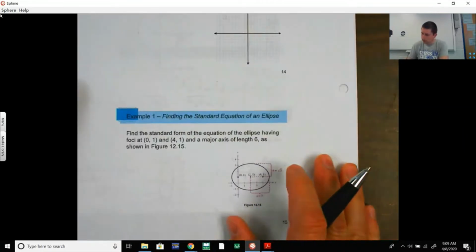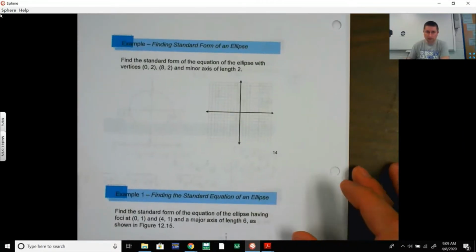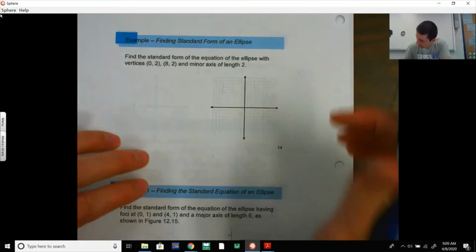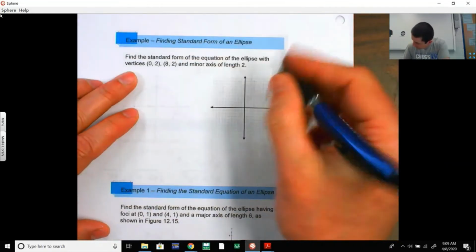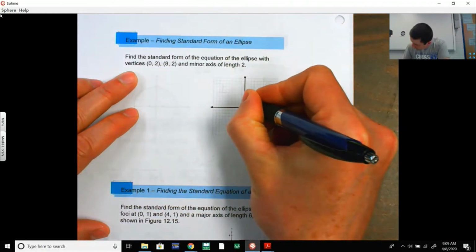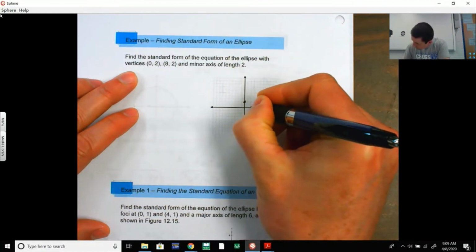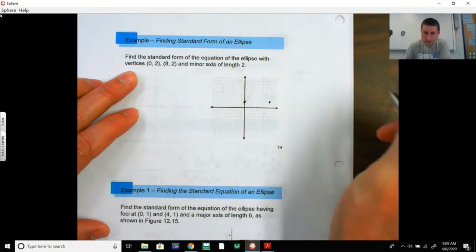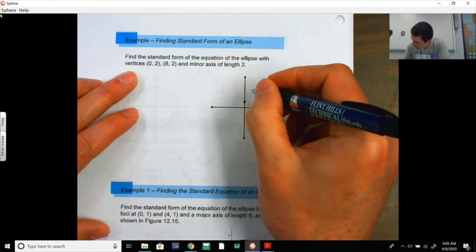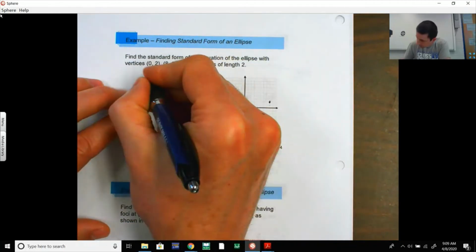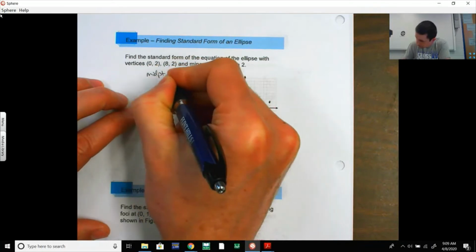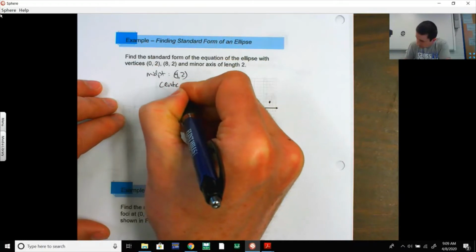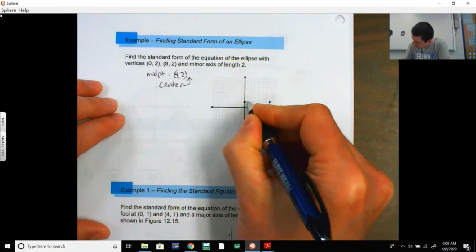Find the standard form of the equation of an ellipse with vertices, there we go, 0, 2, and 8, 2, and minor axis of length 2. Okay, so our vertices are at 0, 2, and 8, 2. So that means the middle of that, the midpoint, which is going to be our center, would be at 4, 2. So that is our center there at 4, 2.